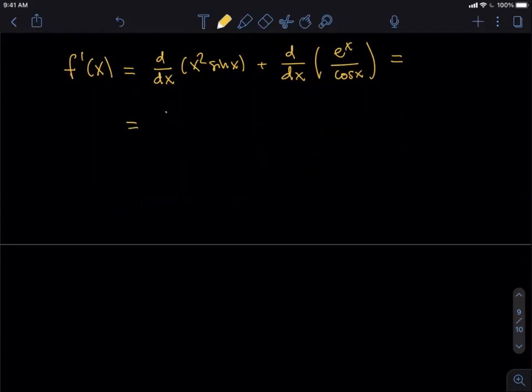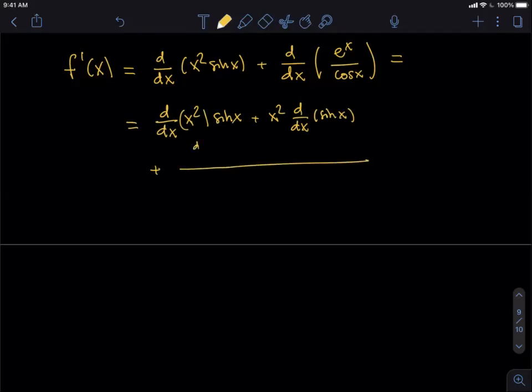All right, so then this is d/dx of x squared times sine of x plus x squared times d/dx of sine of x. And then the quotient is going to be d/dx of the exponential of x times the cosine, minus, remember this is very important, e^x times d/dx of cosine of x, and then the denominator, we square it. So cosine squared of x.